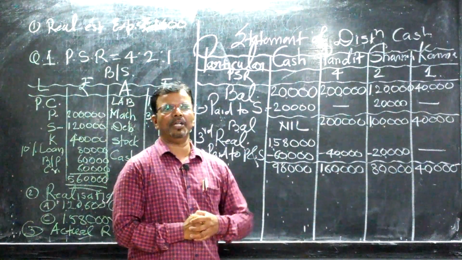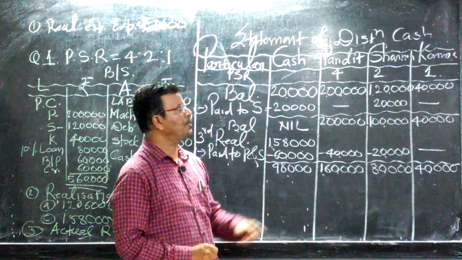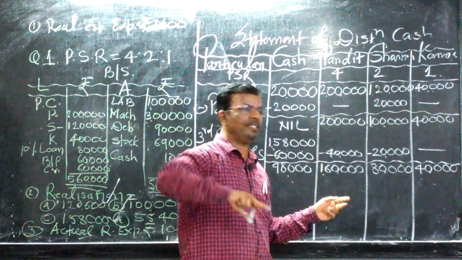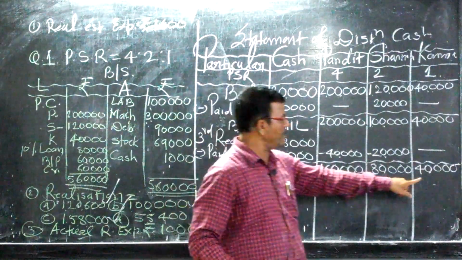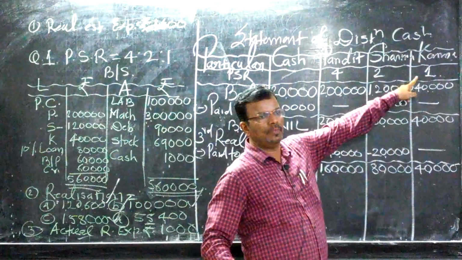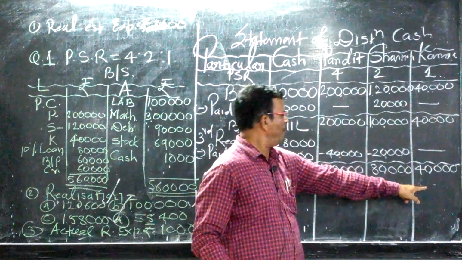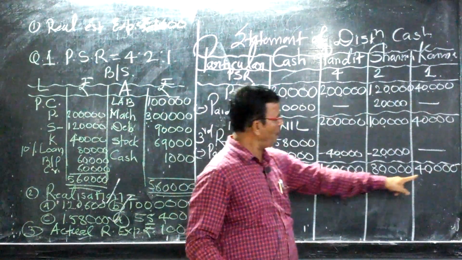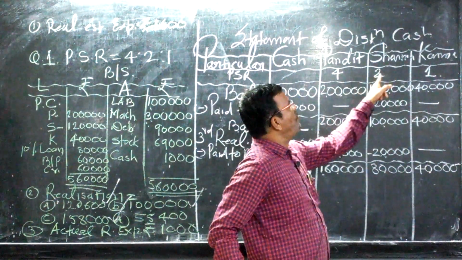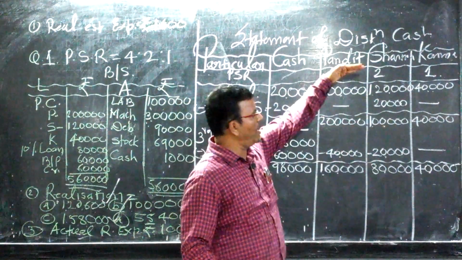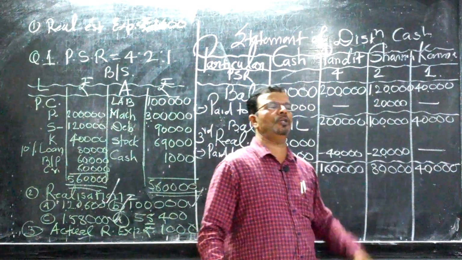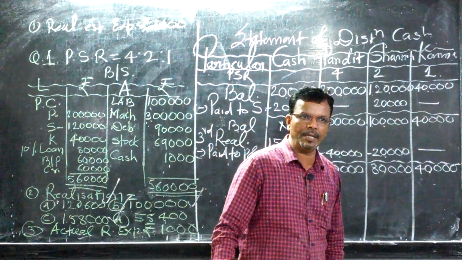Now very interesting. See, the profit sharing ratio is 4:2:1. First surplus we paid, second surplus we paid. Now see their capitals: 40, 80 and 160. 4 1s are 4, 4 2s are 8, and 4 4s are 16. So with 40,000 and 80,000, the capital sharing ratio is equal to the profit sharing ratio. Before this it was not. After paying the surplus, we got profit sharing ratio equal to capital sharing ratio.